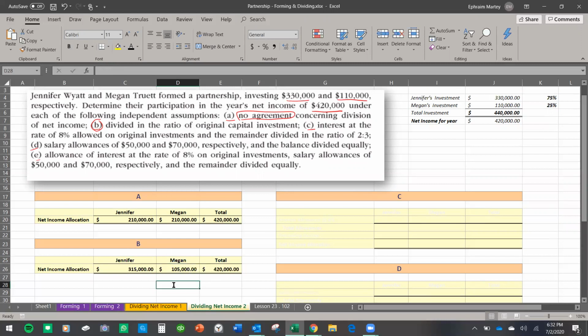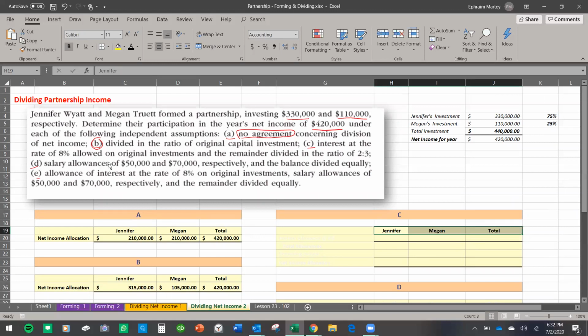So if we add them together, you can see this plus 105 is still 420,000. So that is correct. Just to check, so you will be very confident in that. Now we have Jennifer and Megan again in scenario C. What is happening in scenario C? Right here, it says interest at the rate of 8% allowed on original investment. So they will receive interest at 8% on original investment, and the remainder divided in a ratio of 2 to 3.